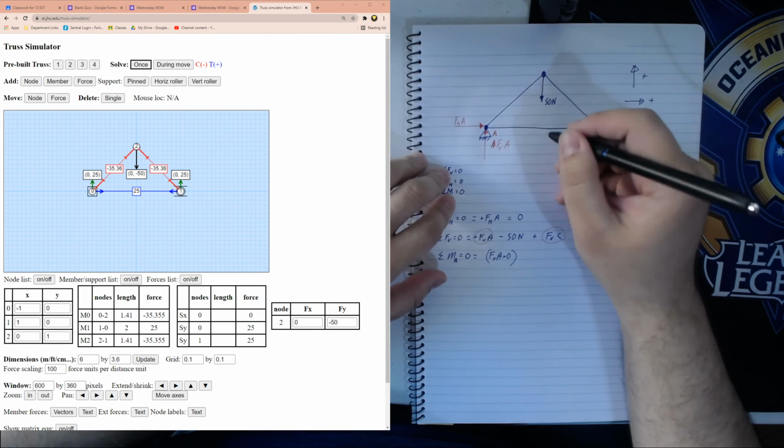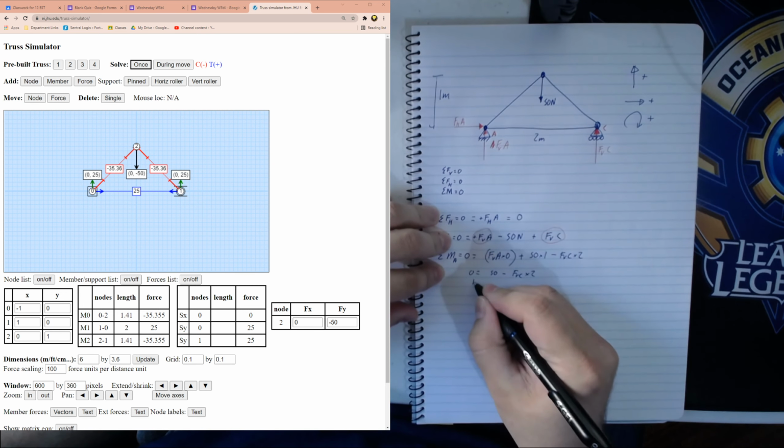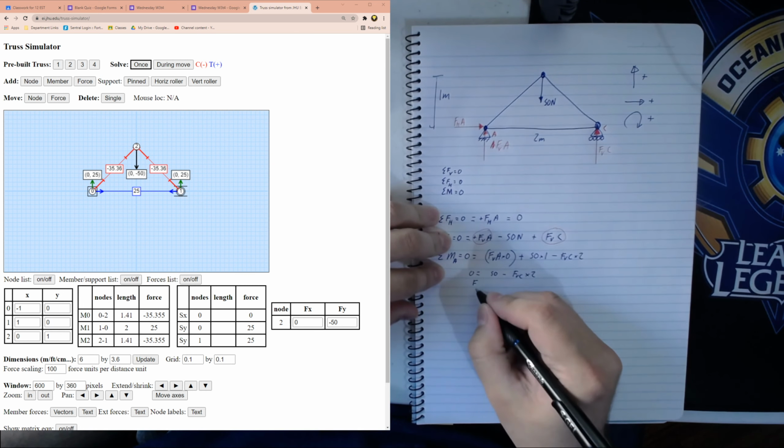counterclockwise. If you think of it like a steering wheel, it's rotating counterclockwise. So it's going to be, oh, my mistake. This one's going to be negative. This 50 is actually going to be clockwise. 50 times 1 is clockwise. Make sure you fix that up if you followed that mistake with me. We then solve this equation. Let me just clean it up a bit. 50 minus force VC times 2, which means force VC equals 50 over 2, which equals 25 newtons.